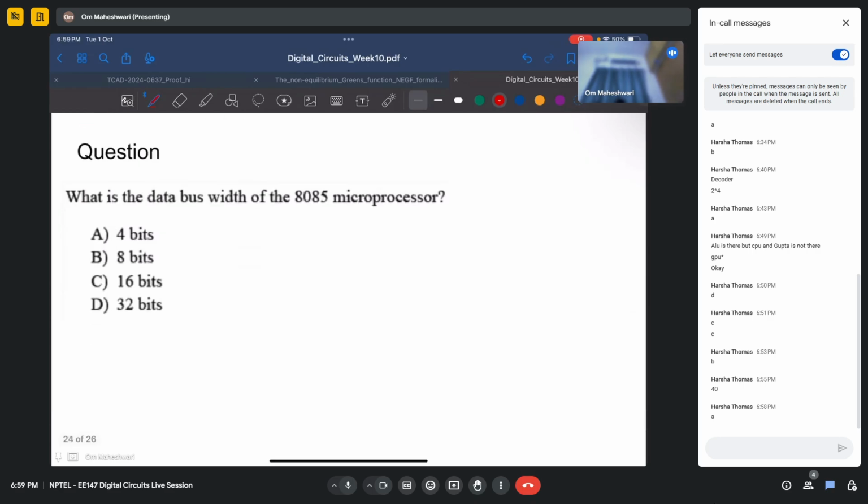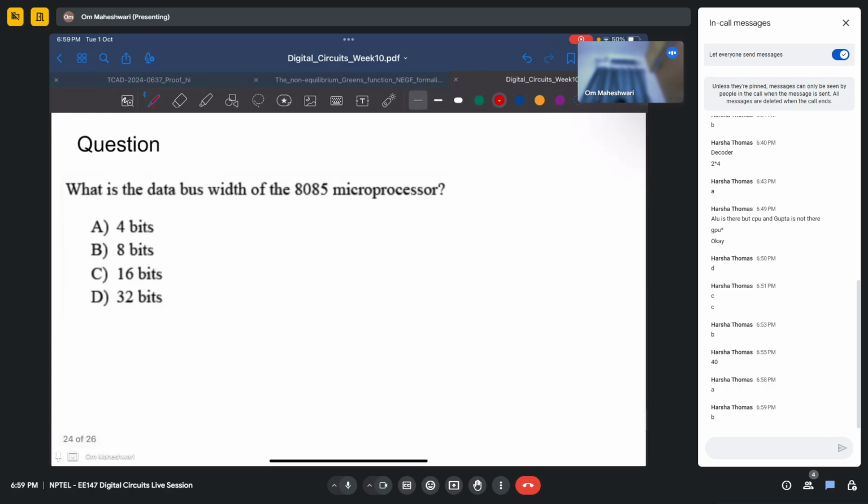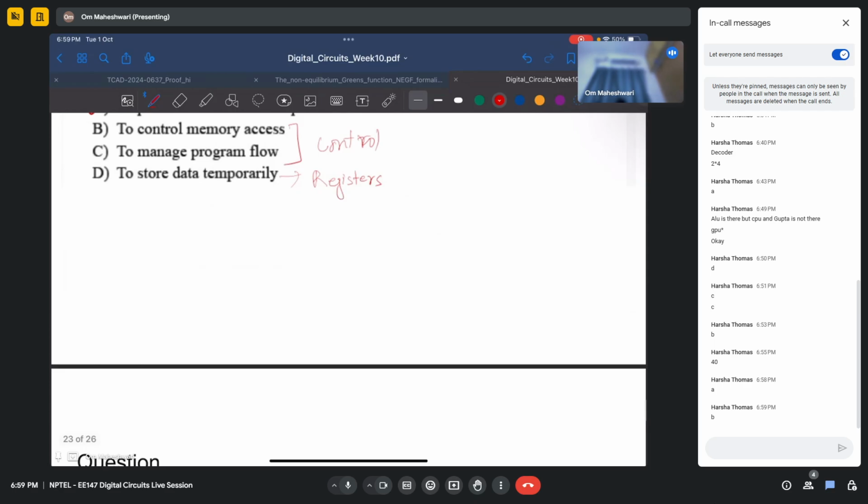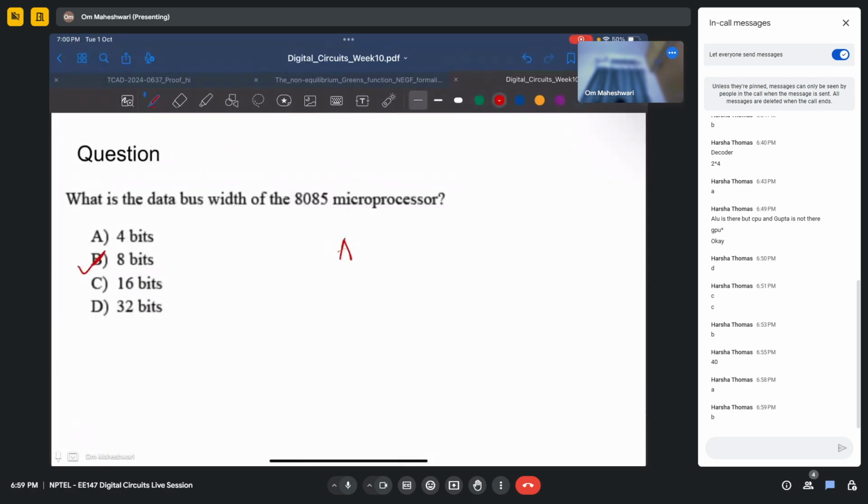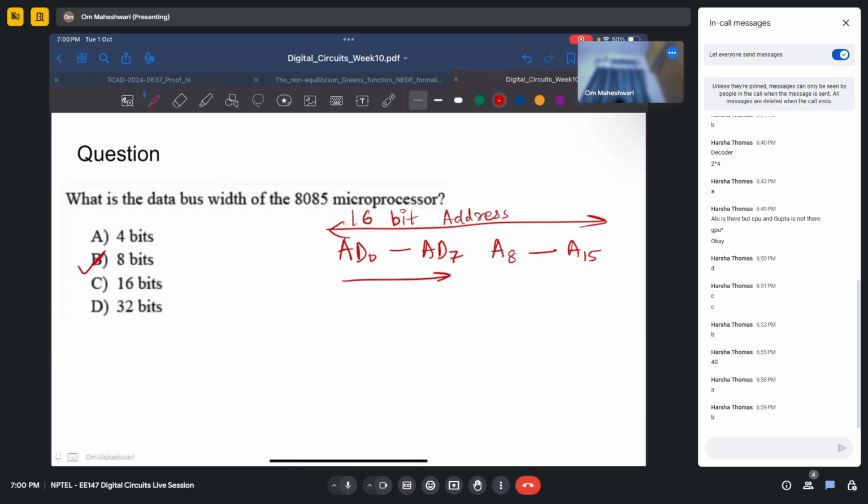Next one. What is the data bus width of 8085 microprocessor? So we just saw this. It is 8 bits, right? We just saw AD0 to AD7. Then we have A8 to A15. So we have 16-bit address, or 16 address lines, and 8-bit data.